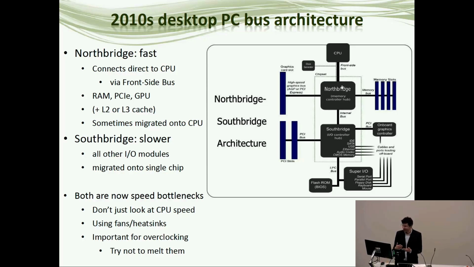We're starting to see Northbridge and Southbridge with their own fans and heat sinks. This stuff's important when you're overclocking your computer. If you overclock your CPU, you might need to overclock your Northbridge and Southbridge stuff, and again, try not to melt them. Remember, these things have to be cooled as well if they're going to go really fast.